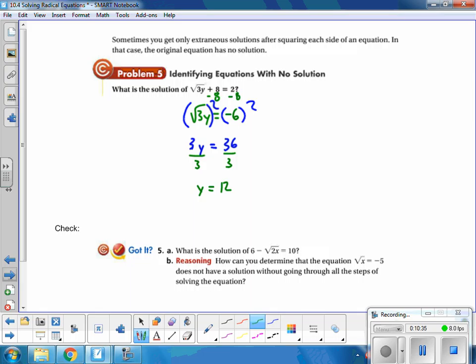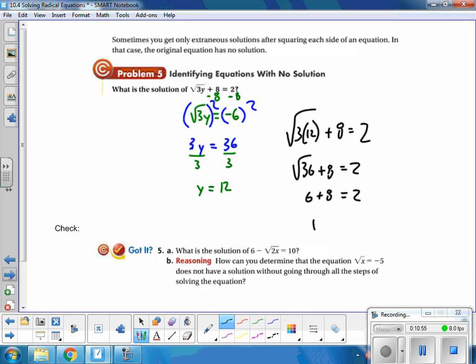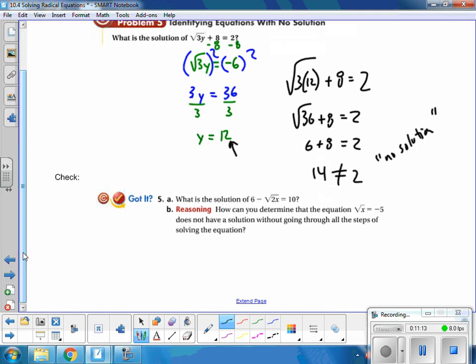So I'm going to plug it in and see if it's true. The square root of 3 times 12 plus 8 equals 2. That's the square root of 36 plus 8. Does that equal 2? That gives me 6 plus 8. Does that equal 2? And then I end up with 14 not equaling 2, and it's my only solution that I was able to work through. So this one, 12 is an extraneous answer, but this one I would say has no solution.